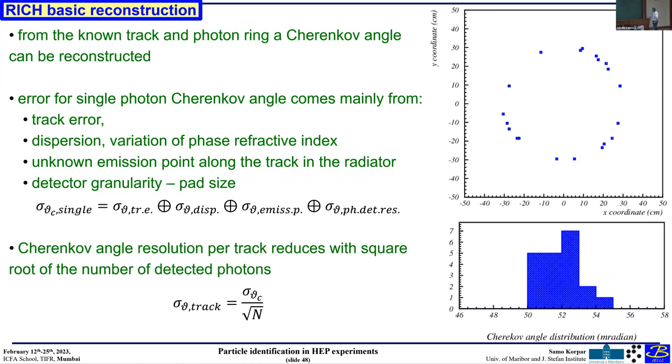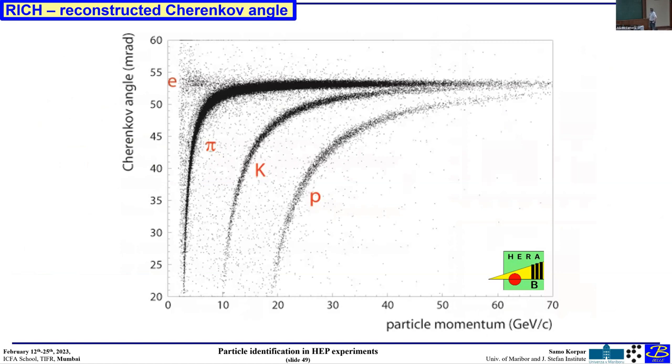You can see an example here. These are 20 hits, and this is the resolution, the distribution of reconstructed Cherenkov angles for these hits. Because of the error, they are spread around the central value. This is now an example of the average per-track Cherenkov angle, and you can see that you can nicely separate the pion, kaon, and proton bands in this reconstruction. This kind of plot is often used as a demonstration of how well the Cherenkov detector is performing.